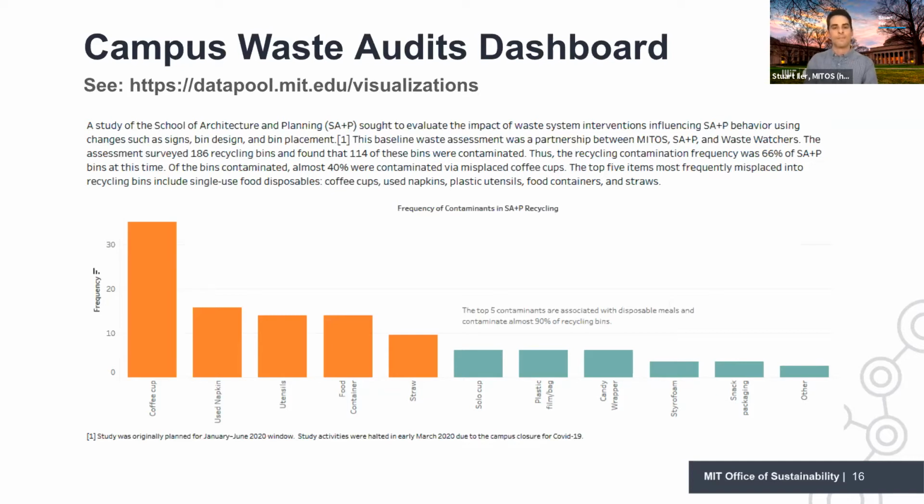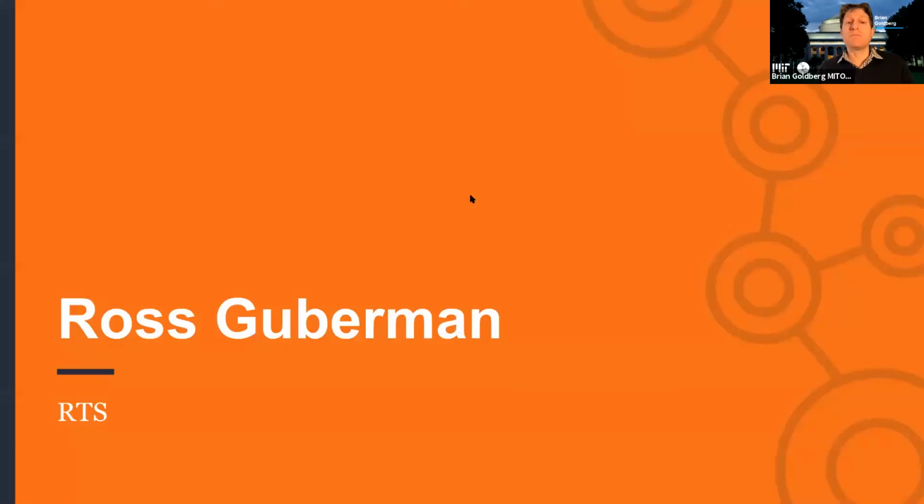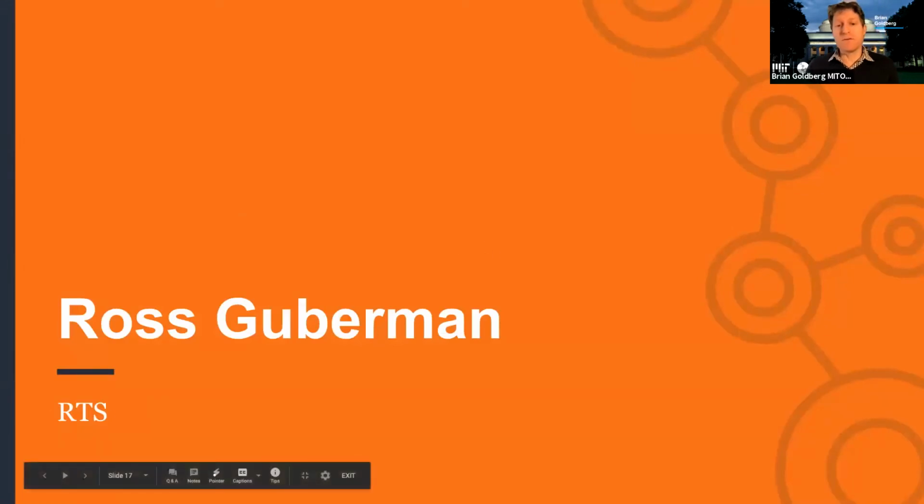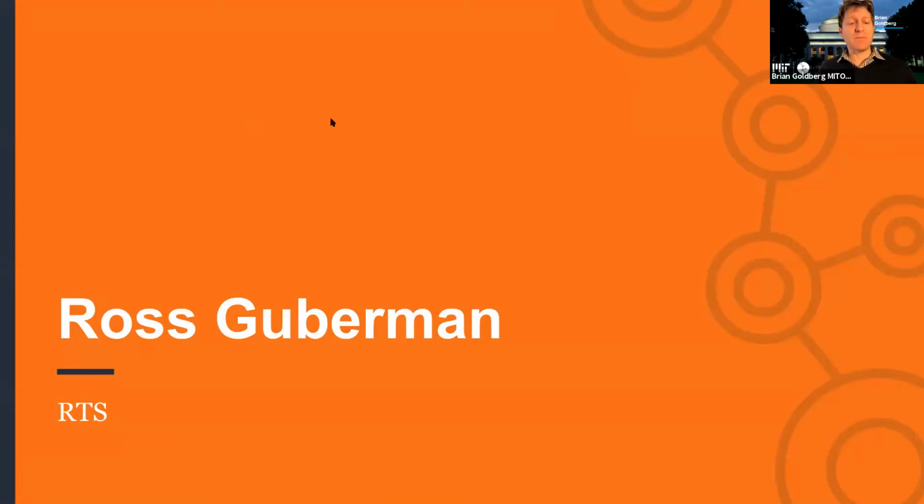Thanks. Thanks, Stu. Thanks for showing us the data platform and the data resources available today to the MIT community. Now I'd like to introduce Ross Guberman. Ross is from MIT's waste hauling partner called RTS. RTS is both a waste hauler, and they also are helping us design out waste from the campus. So Ross, take it away.